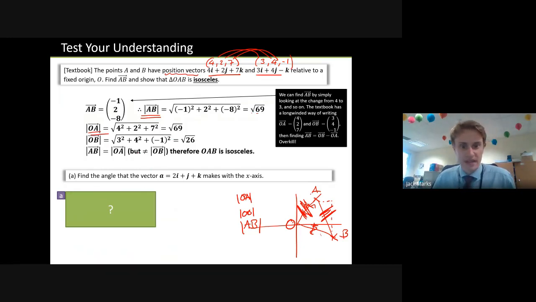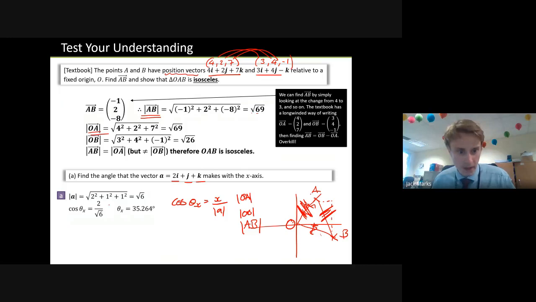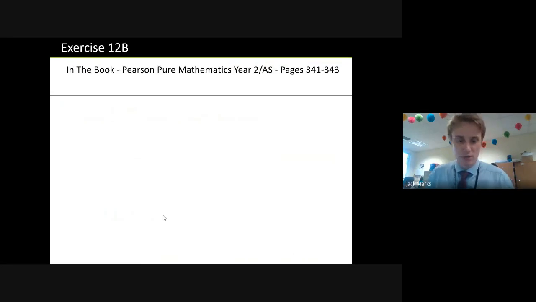You also had to find the angle with the axes, the x-axis. So cos of theta with the x-axis is adjacent, and adjacent will be x over the hypotenuse. The hypotenuse will be the magnitude of the vector itself, which will be, well, what's that going to be? That's 4, that's going to be 1, and that's going to be 1. So it's going to be about √6, isn't it? Okay, so we've got this one here. And that takes you to 12B.